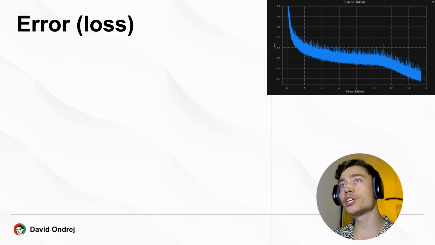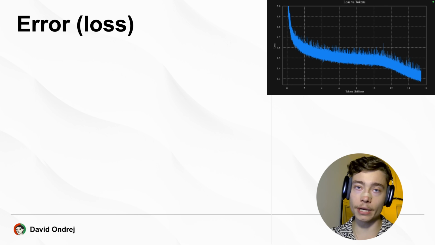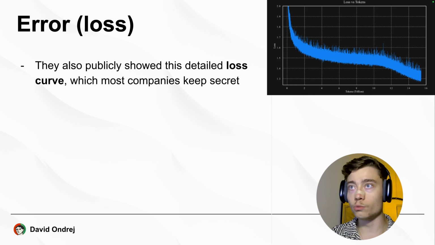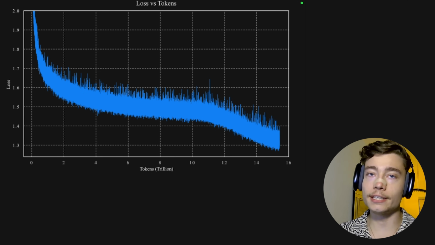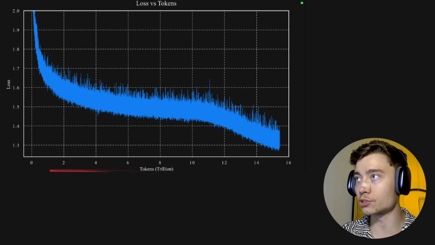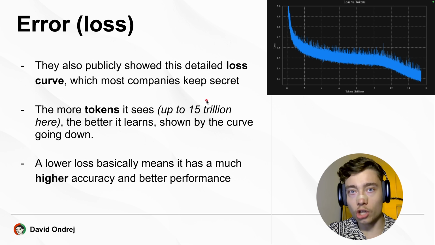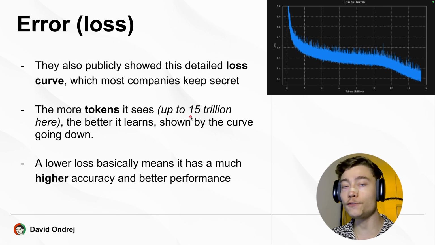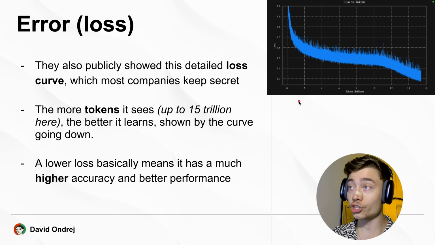Now, what's interesting about Moonshot AI, the company behind Kimi, is that they actually published their loss curve, which most companies try to keep secret nowadays. So this is the loss curve right here. And the easiest way to understand it is that the more tokens it sees, which is the x-axis right here, the lower it gets. A lower loss basically means the model is more accurate and has better performance. And in this case, they fed in 15 trillion tokens, which is a lot of data.